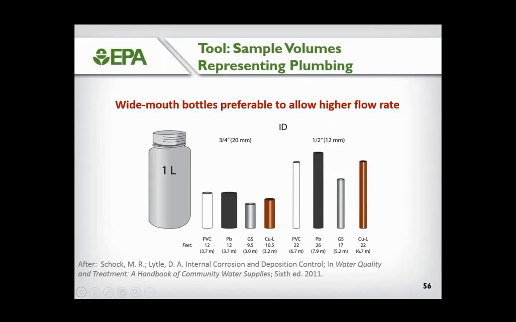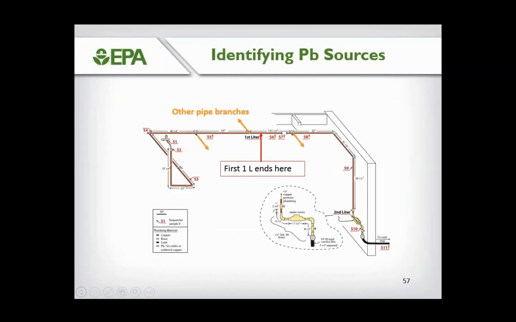One of the things we like to do is think about the volume of water as representing distance in pipes. And this is just a little graphic showing a liter of sample, how much length of pipes of different types and diameters that liter can represent. And the inside diameter, of course, is important in that relationship.